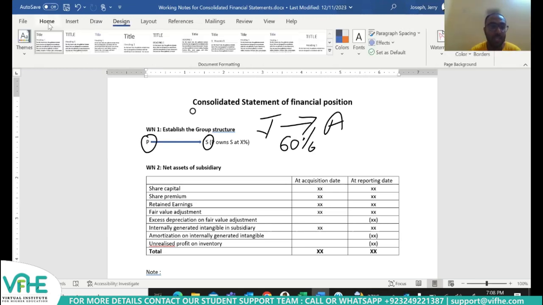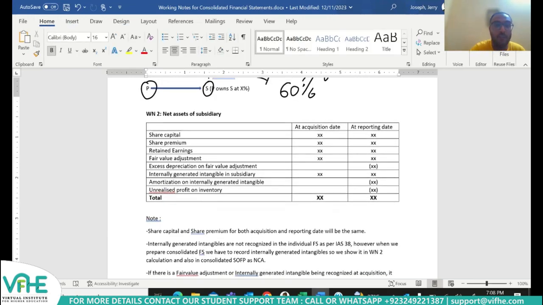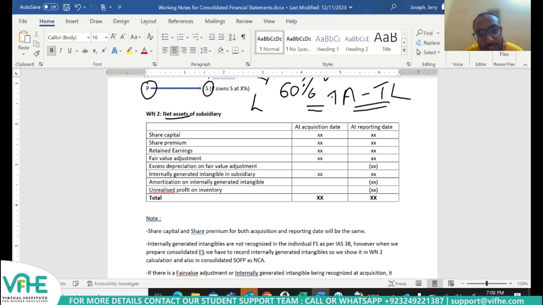Second working, which is a very important working, is net assets of subsidiary. Tell me one thing, guys. What do you mean by net assets? Net assets means total assets minus total liabilities, right? And total assets minus total liabilities is in turn nothing but equity. So we are trying to get the equity value of the subsidiary in this working.